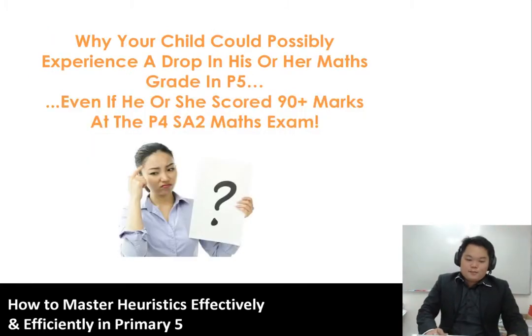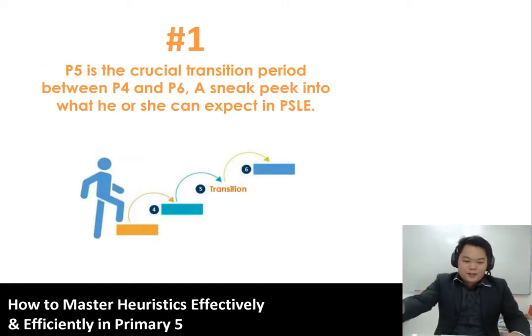So let's talk about why your child could possibly experience a drop in his or her maths in P5, even though he or she scored 90 plus for the P4 SA2 exam. You will be thinking P5 is no big deal, but I beg to differ. Okay, I will explain why, in my opinion, P5 is more important than P6. It is my duty to inform all of you why it is so. So let me get started with this. Okay, the reason number one.